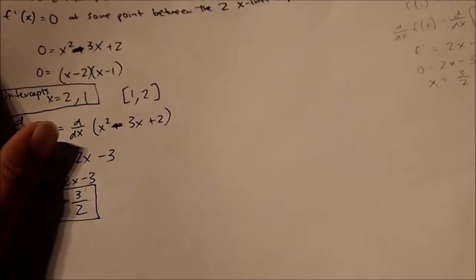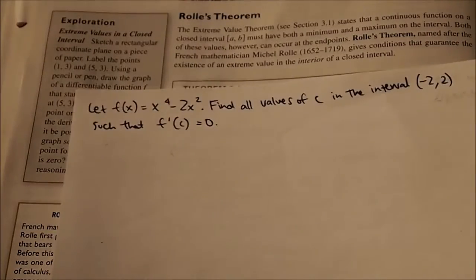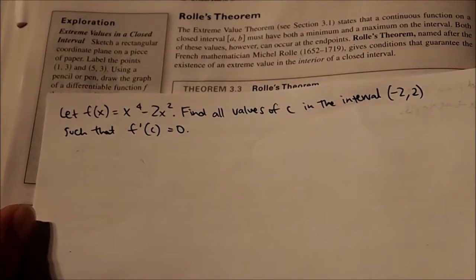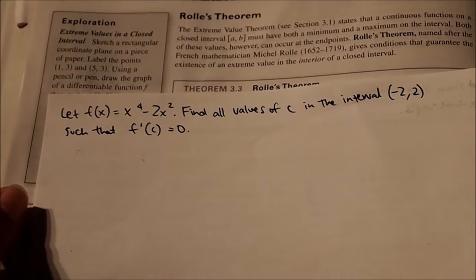Okay, so let's try one more example. Let f of x equal x to the 4th minus 2x squared. Find all values of c in the interval -2, 2, such that f prime of c is equal to 0.